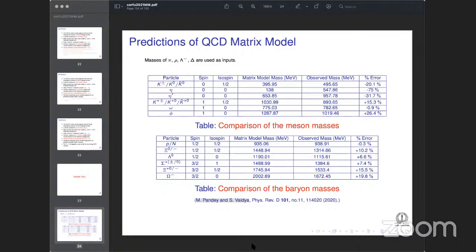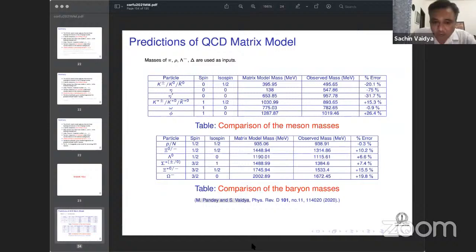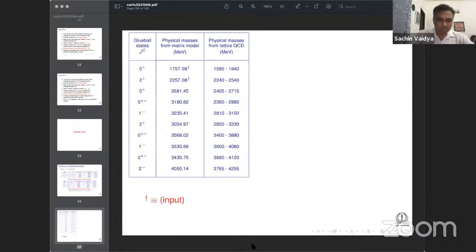Sorry, is there something you can say about glueballs? Yes, here you go. This was a calculation that we did. This was our first try at a variational calculation, and this is with the pure Yang-Mills matrix model, no quarks, and these are our predictions.